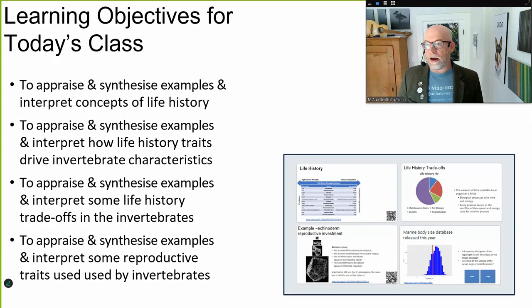So these are the outcomes. It's essentially entering into the concept of life history, how life history traits drive invertebrate characteristics, interpreting trade-offs, various examples of trade-offs, and various reproductive traits that are used by the vast diversity of invertebrates.